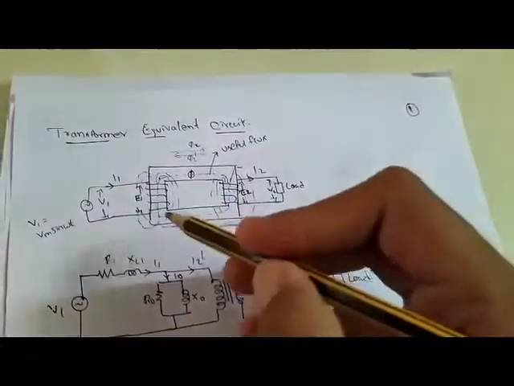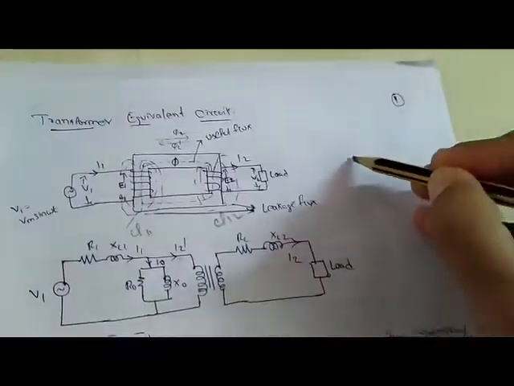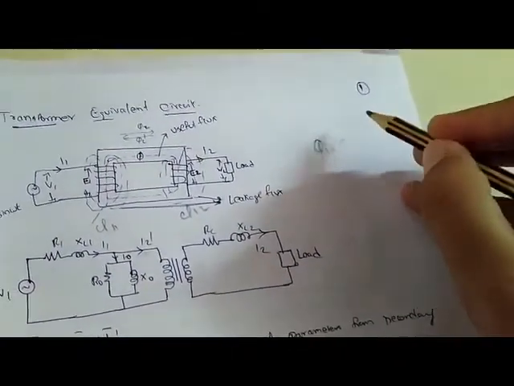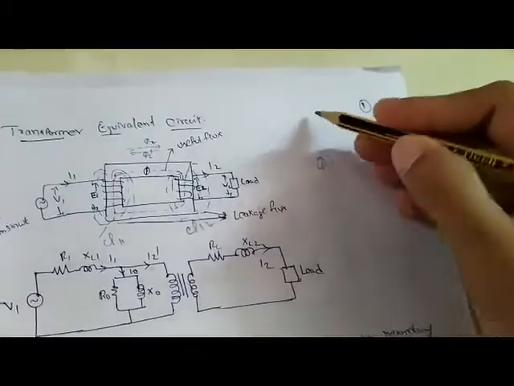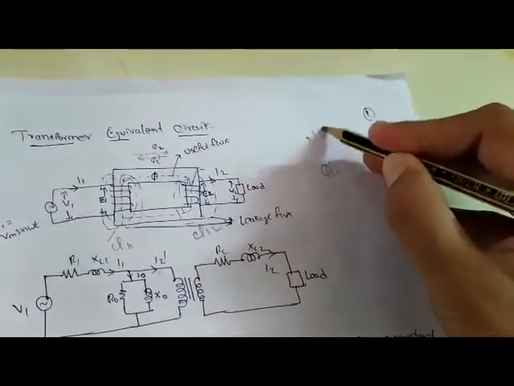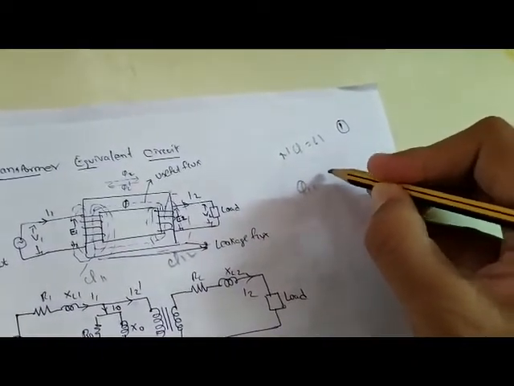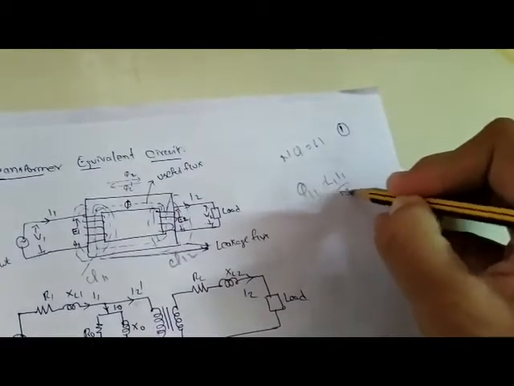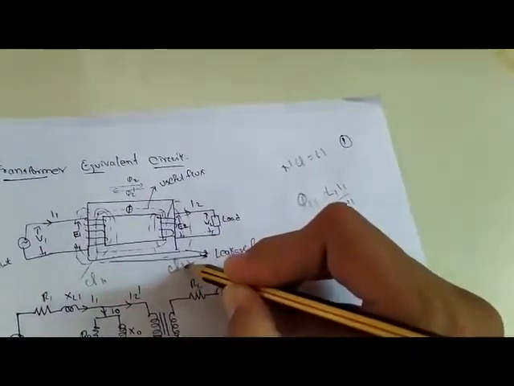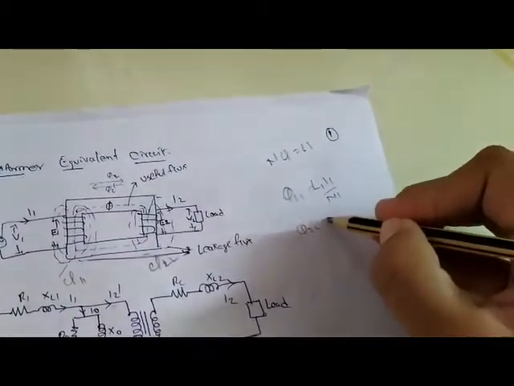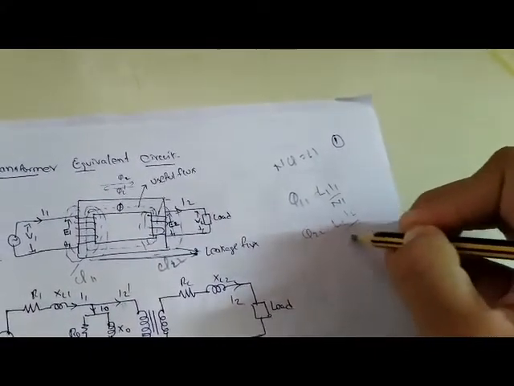Leakage flux in this case is, let's suppose, phi11, and in this case is phi22. So phi11 is equal to L1 I1 by N1. Phi22 is equal to L2 I2 by N2.